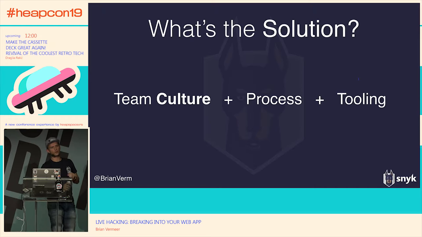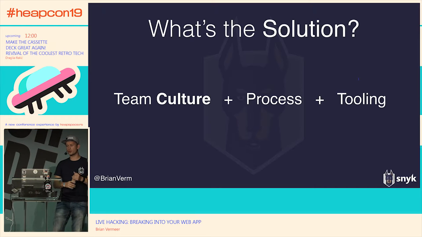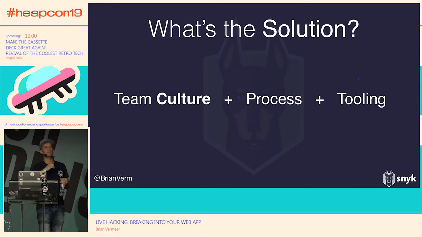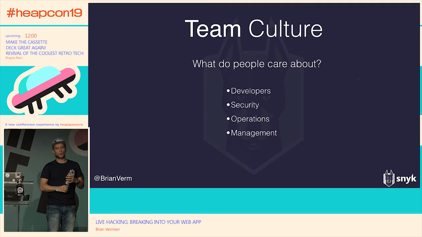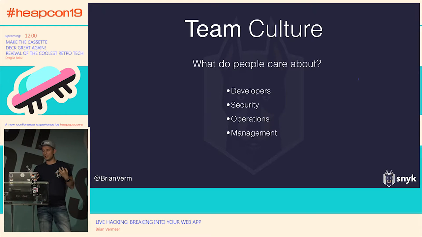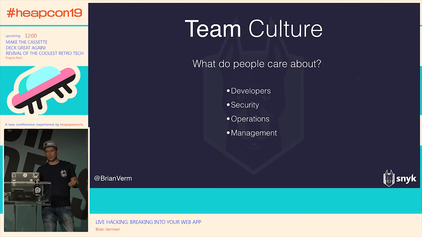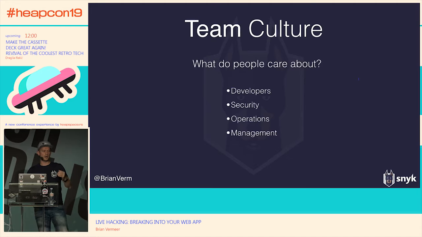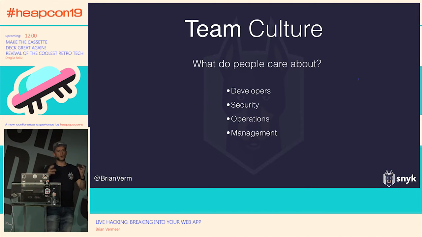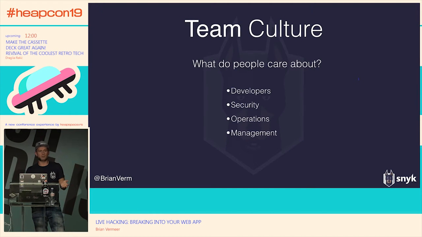Now, the problem is three phases. First of all, team culture, and I think that is the most important one. Process and tooling. And what do I mean by team culture? Well, we have different people in our teams. We have developers, and developers care about new stuff, cool stuff. We want to ship this stuff as soon as possible, and we only want to take care of business logic. But we want to ship, right? We are creators.